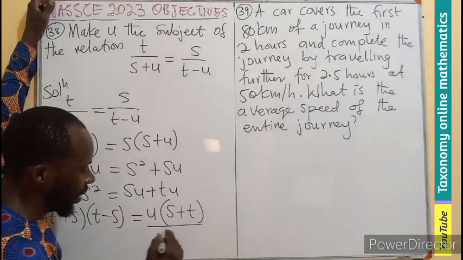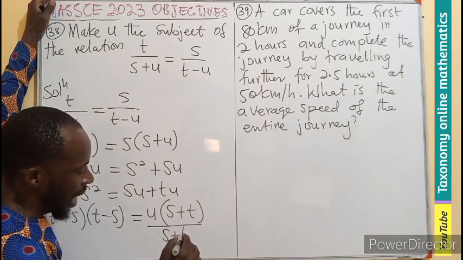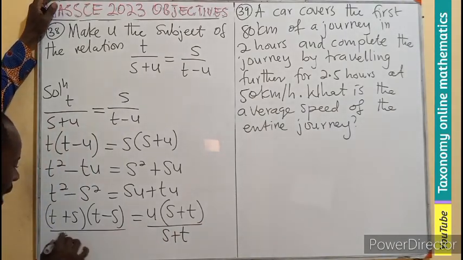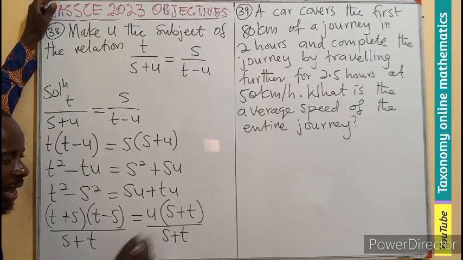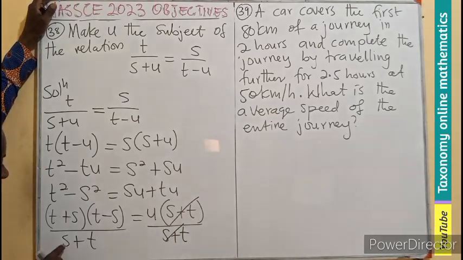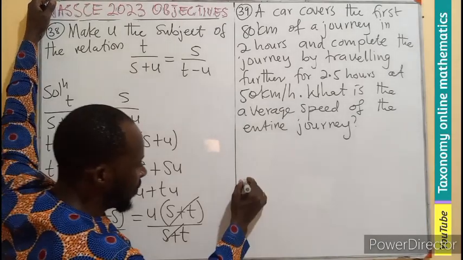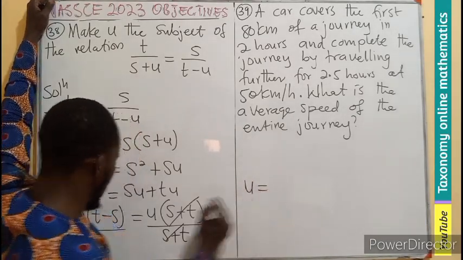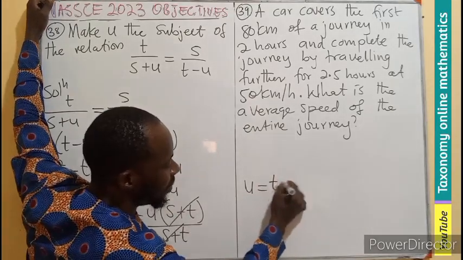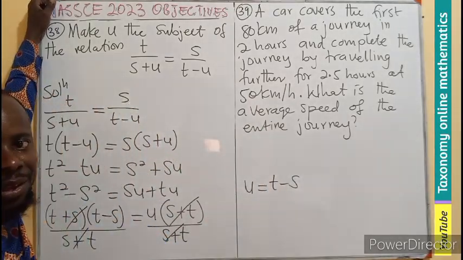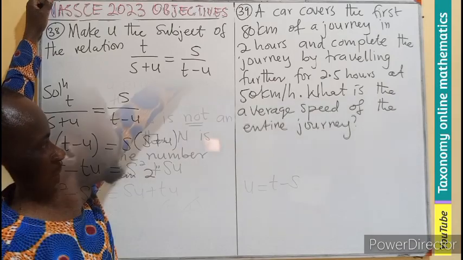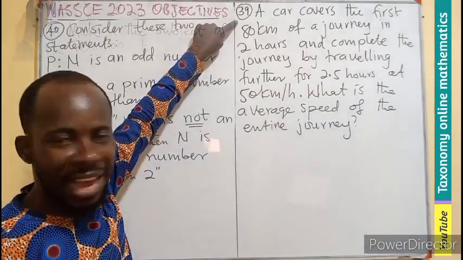So let's right away divide by s plus t. I believe this will cancel. s plus t, t plus s. Addition is commutative, so this will cancel. Meaning the value of u is going to be only t minus s. So beautiful, right? Good. Question 39.